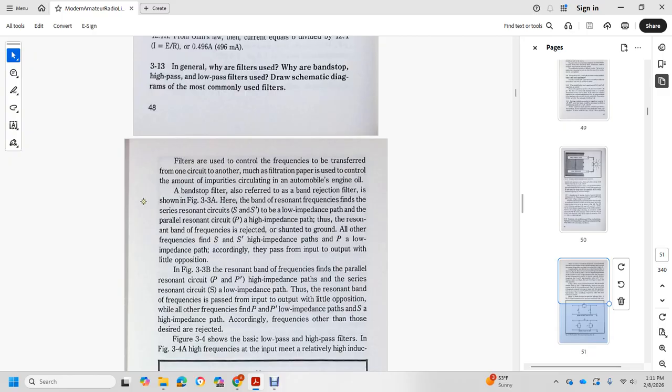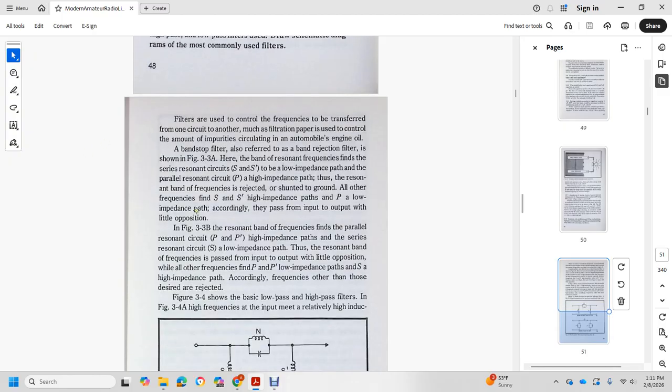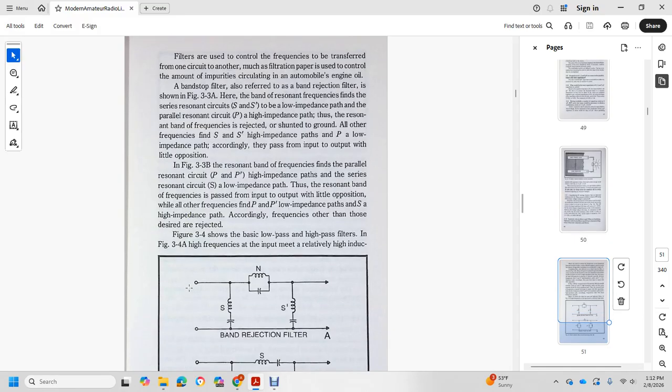output with little opposition. In Figure 3.3, the resonant band frequency with a parallel resonance, P, is a high impedance path, and the series resonant path is a low impedance path. Resonant band frequencies pass from input to output with little opposition, while other frequencies meet the parallel resonant circuit's low impedance and the series resonant circuit's high impedance path, so frequencies other than those desired are rejected.